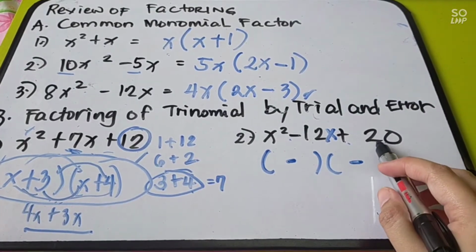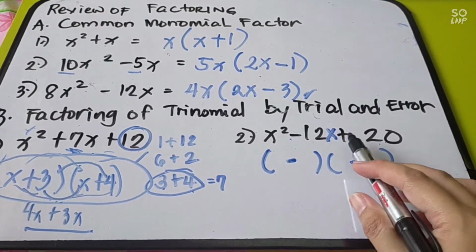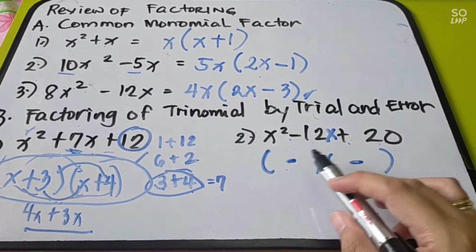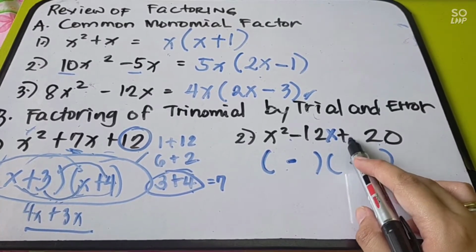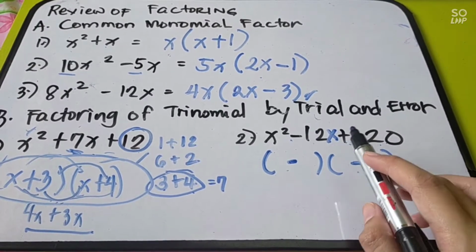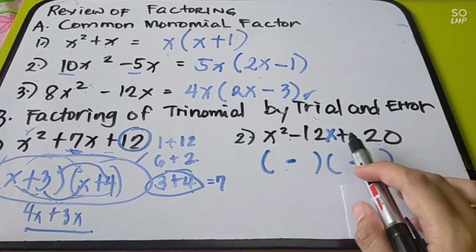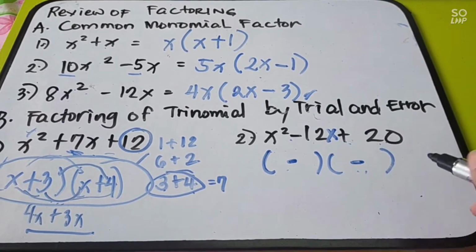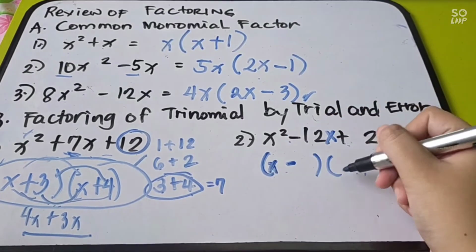Dito ay 20 positive, kailangan pares sa negative. Pero pag ito ay negative, yung dulo mo, so ang isa mo dapat ay positive. Okay? So we have here x and x.